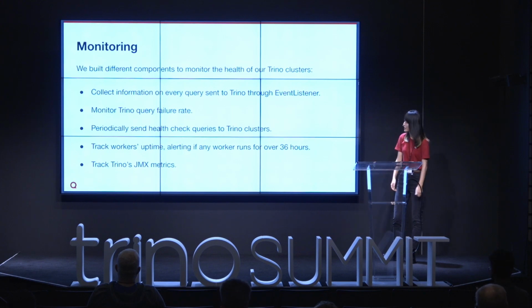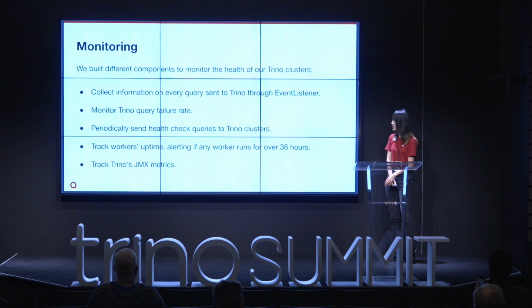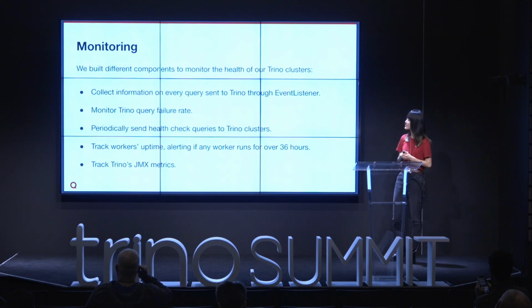The next one is track workers' uptime, alerting if any workers run for over 36 hours. This is related to preventing the slow worker issues.